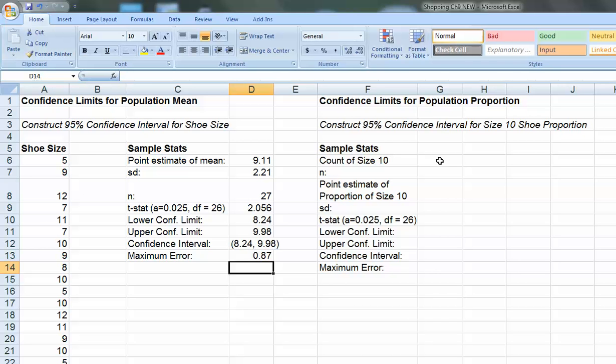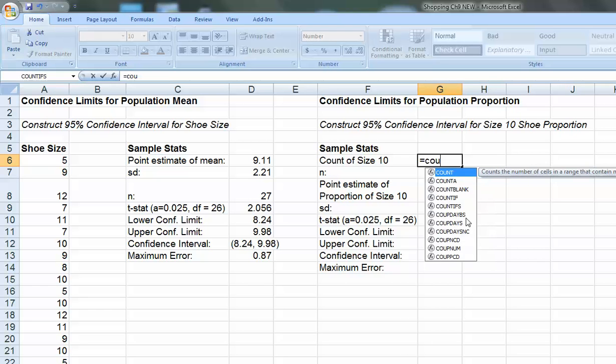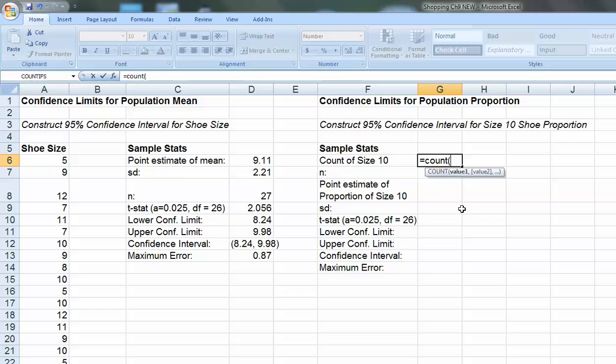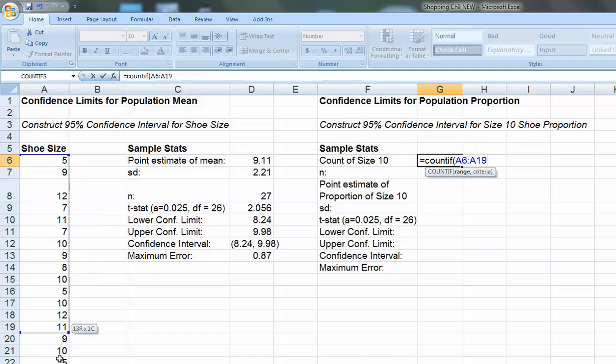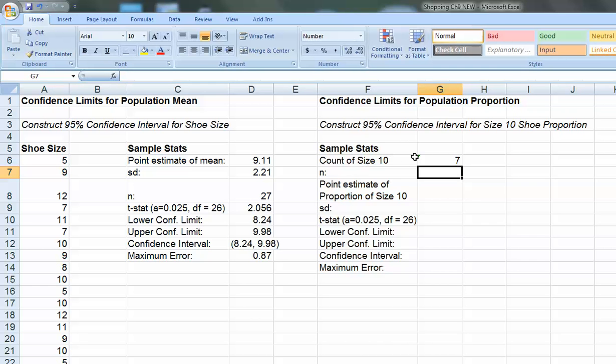So first of all, count of size 10. How many 10s are there? Do I need that information? I must. Well, we'll do it. Count. I need a range. First I give the range, and then I give the value that I want it to find. And so Excel looked, and there are 7 size 10s out there.